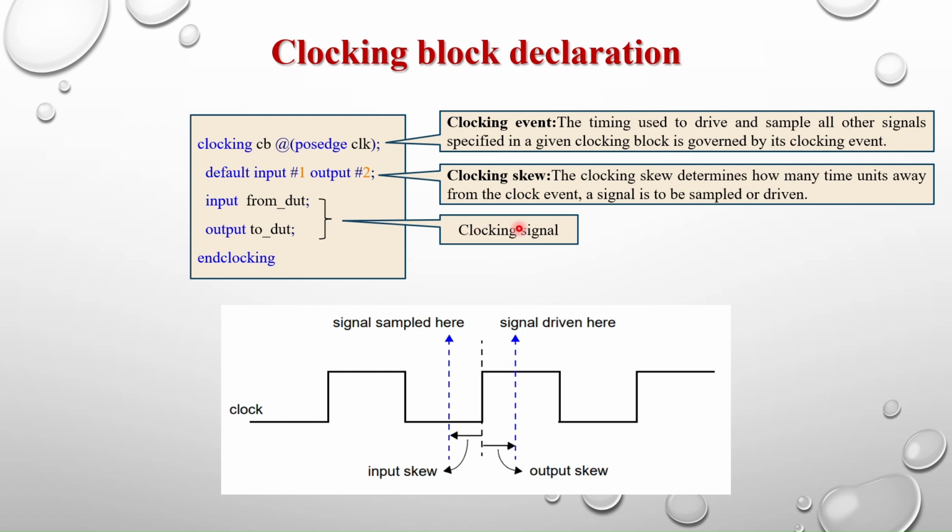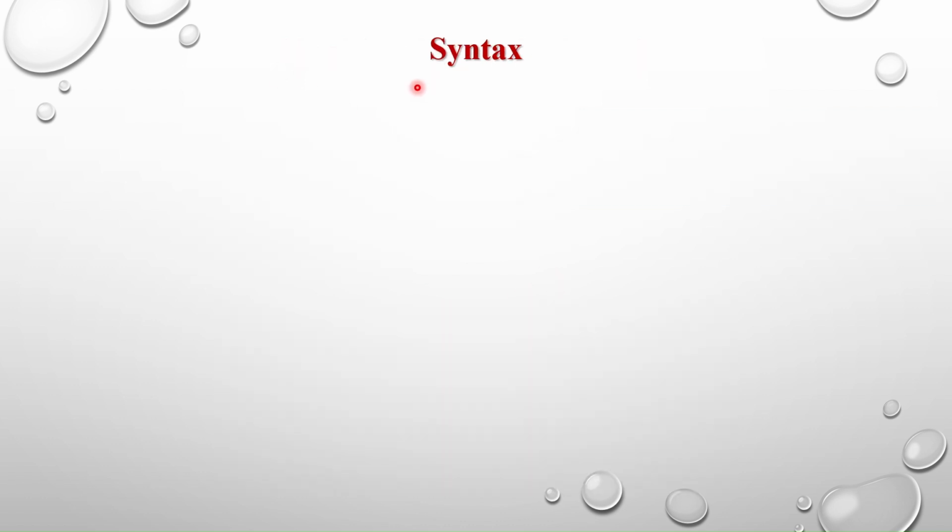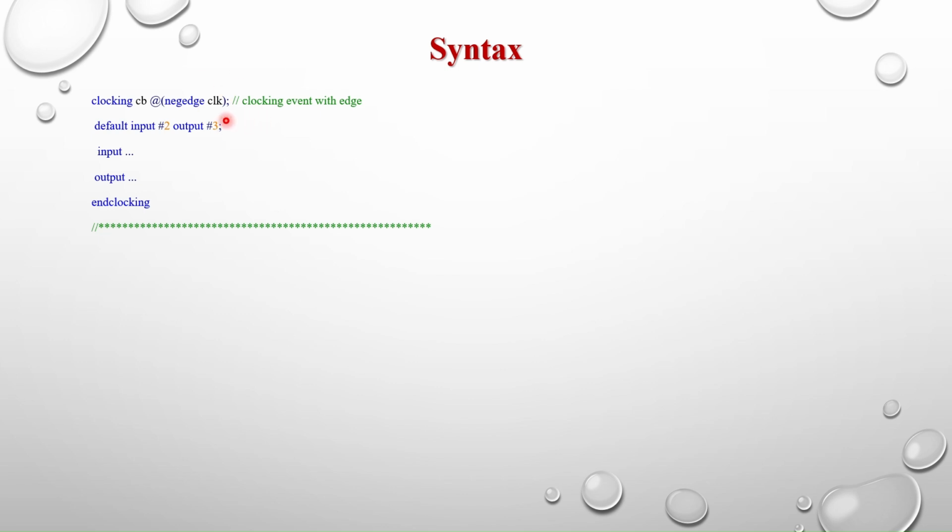Okay, so this is all about clocking block declaration. Now we will see the syntax for clocking blocks. There are many ways to write clocking blocks. We will see them one by one. So the first one is clocking cb @(negedge clock). Here I have taken the clocking event with the negative edge. This is the clocking event negedge clock, and default input #2, output #3. That means all the signals declared as input are sampled 2 units before the negedge clock, and all the signals declared as output are driven 3 units after the negedge clock. Okay, so these are all the skews and the clocking event.